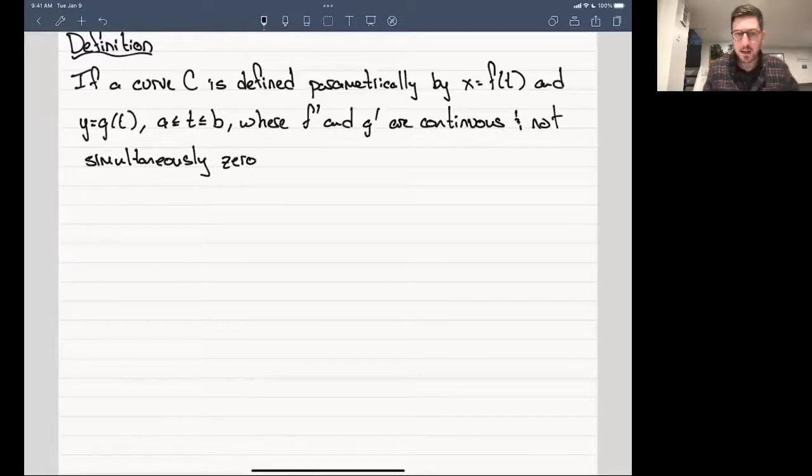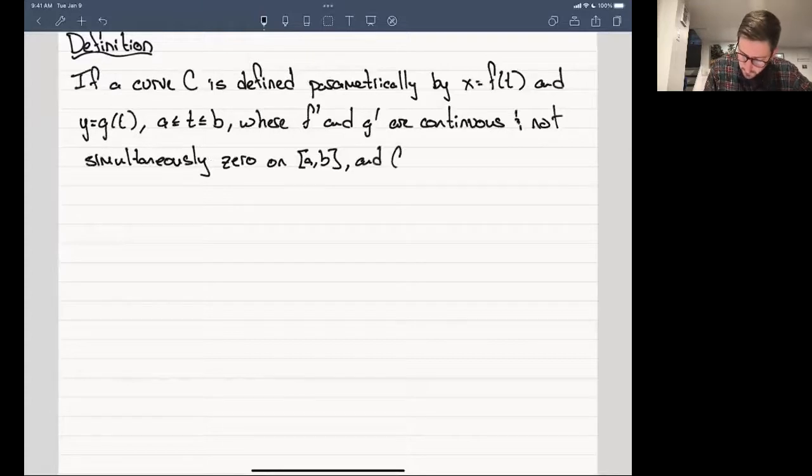So this last stipulation, that they're not simultaneously zero, is something that we could probably not think about for a lot of this, but it has to do with higher geometrical aspects of these curves. So we're not going to touch much on that. I just want to point out that we don't want these two things to be zero.